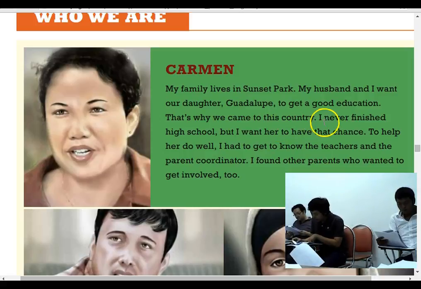I never finished high school, but I want her to have that chance. Chance. Full stop. That's a stop sign. To help her do well, I have to get to know the teacher and the parent coordinator. I found other parents who wanted to get involved.